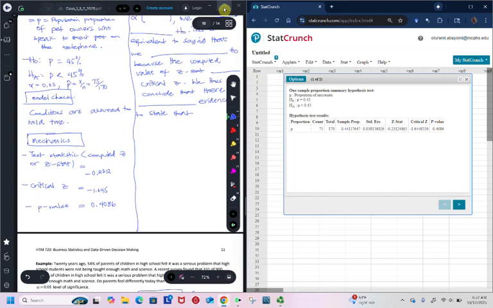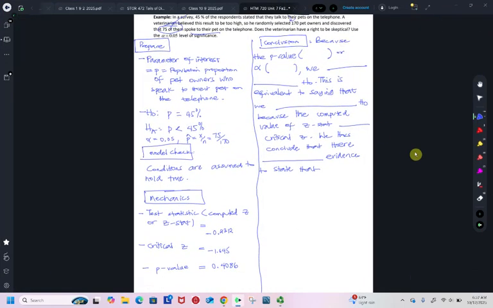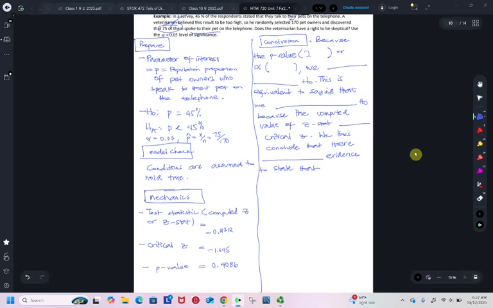Okay, let's go to the conclusion. Because the p-value is 0.4086, which is considerably large compared to our alpha, the alpha value is 0.05, we can say that the p-value is reasonably bigger than the alpha value. So that means we fail to reject the null hypothesis according to the decision rule.